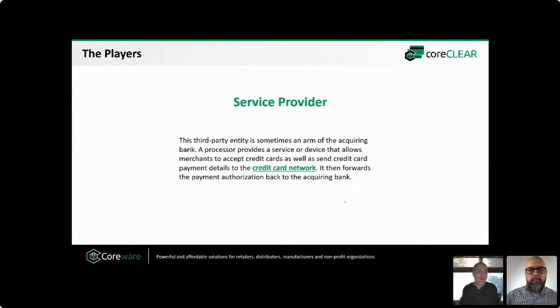And that service provider is whatever processing company that you're working with, and there's quite a few of them out there, some big ones, some small ones. Some acquiring banks are actually service providers. Chase is a good example of that. Now, in the firearms industry, which is what our audience is focused on, there's a lot of acquiring banks that won't underwrite credit card business for this industry.